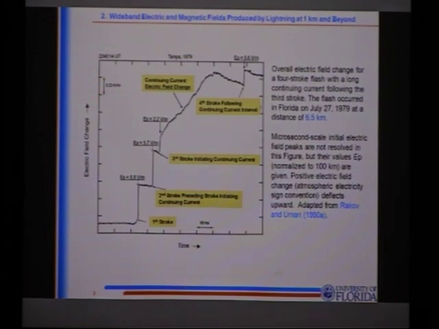This is the entire flash record, and 4 strokes are clearly identifiable. Stroke number 3 here was followed by a long continuing current. Long continuing current electric field changes appear as slow ramps of the same polarity.